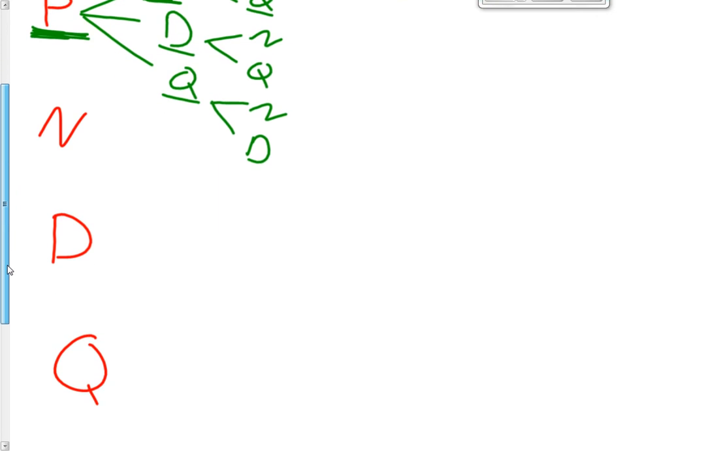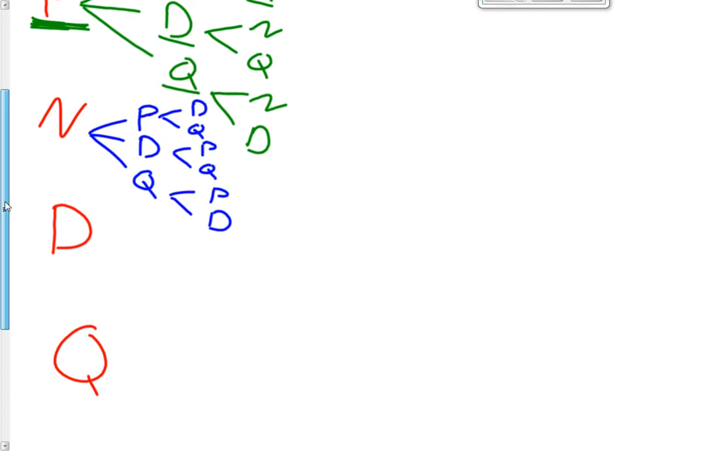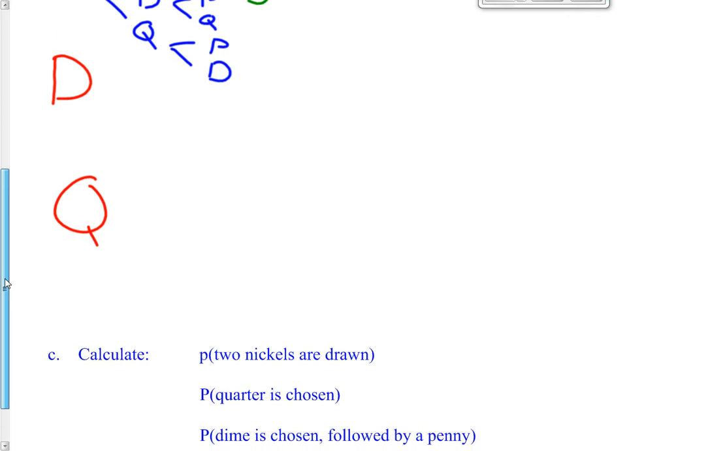So now, if I draw a nickel first, again, there are 3 options. I could draw a penny second, a dime, or a quarter. Well, if I draw a nickel first and then a penny, it could be a dime or quarter: nickel, penny, dime; nickel, penny, quarter; or a nickel, dime, penny, quarter, and so on. Okay? Now we're on to dime. You can see how this kind of gets scrunched up, so I hope that you're writing nice and neat.